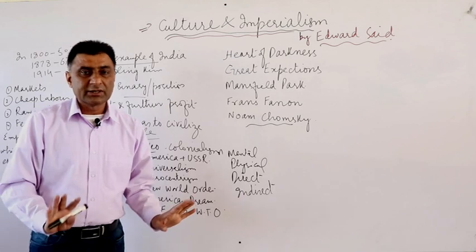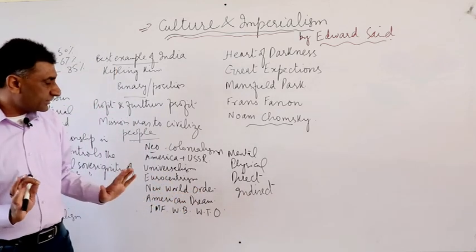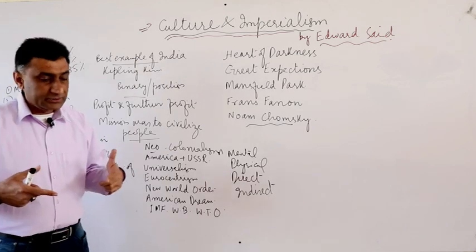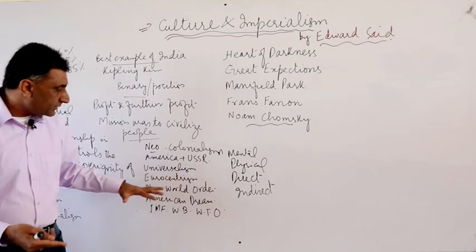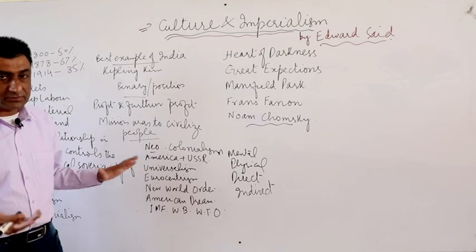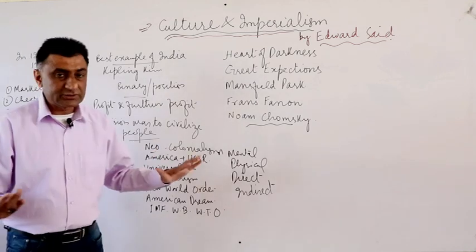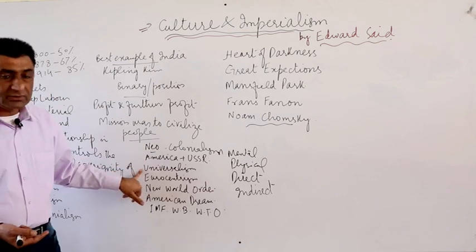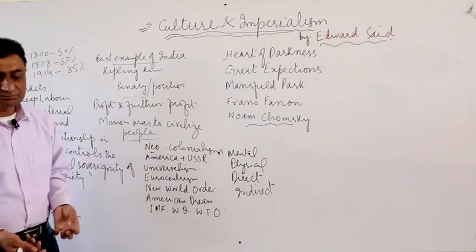But when they leave that area, still in our society we can see that we are mentally colonized. So this is called mental colonization, and this is also called neo-colonialism. And the best examples of neo-colonialism expressed in this book are, number one, the American Dream.